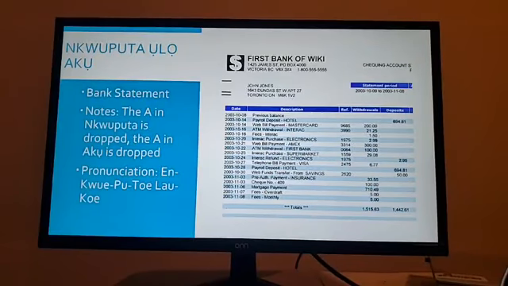En-Kwue-Pu-Toe Lako. So again, En-Kwue-Pu-Toe, you're dropping that A at the end of En-Kwue-Pu-Ta. So you don't say En-Kwue-Pu-Ta, you're running together with Olako. So it ends up being En-Kwue-Pu-Toe Lako for bank statement. So literally what you're saying is a statement of the bank, because En-Kwue-Pu-Ta is statement, and as you noticed, Olako means bank. So again, En-Kwue-Pu-Toe Lako is bank statement.